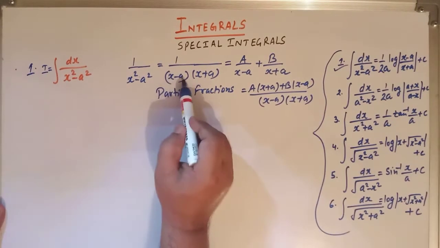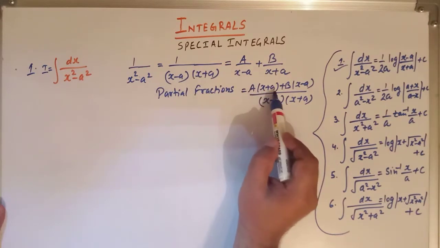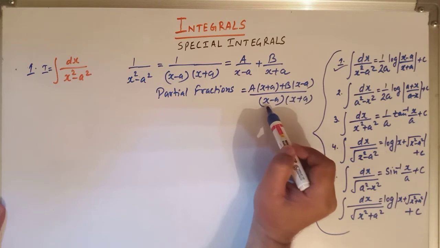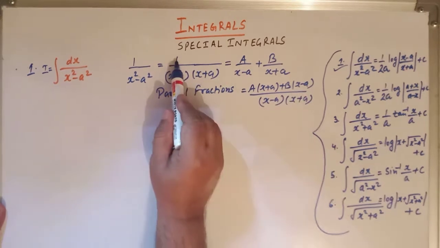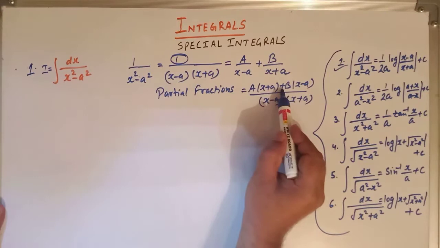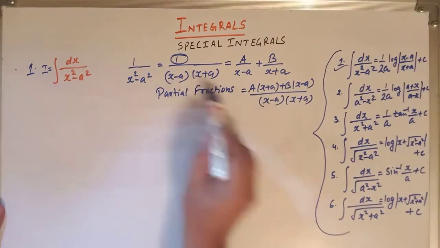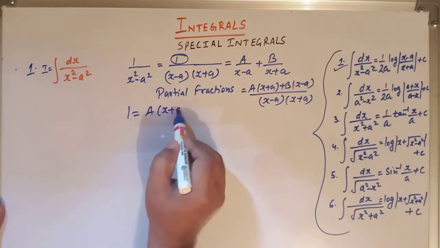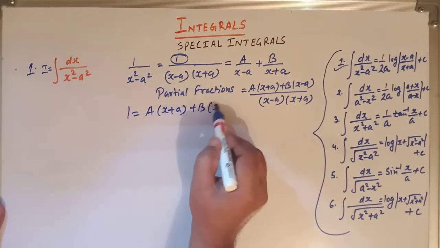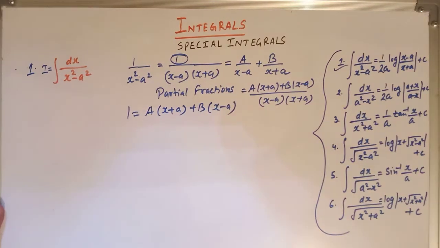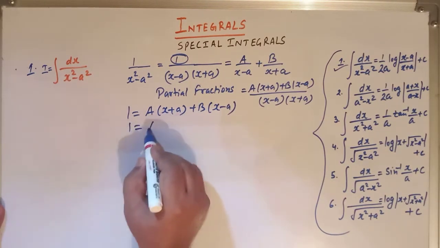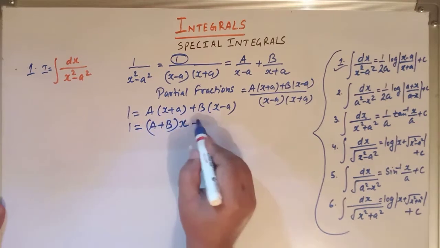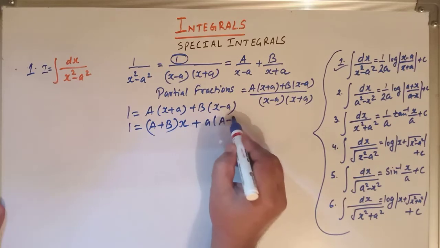Now 1 over (x minus a)(x plus a) is equal to A times (x plus a) plus B times (x minus a), divided by (x minus a)(x plus a). So therefore, the denominators are same, so 1 is equal to A times (x plus a) plus B times (x minus a). Clear? Now here we can write this expression as (A plus B) times x plus (A minus B) times a.